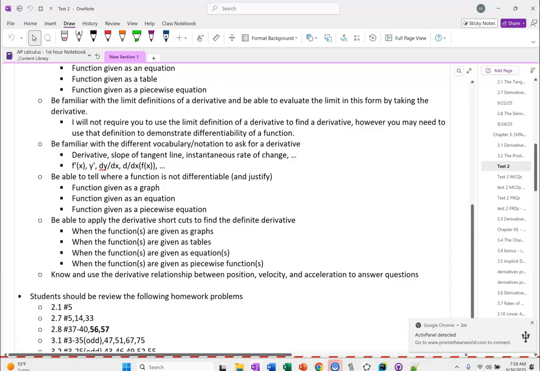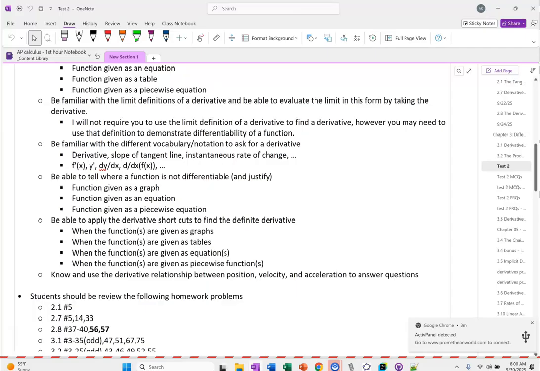However, I am able to evaluate this kind of a limit just by taking a derivative. So I'm not going to ask you to use the definition of a derivative to find the derivative of anything. You don't have to do it that way. What you want to be able to do is recognize, oh, this limit is in the form of a definition of a derivative. All I need to do is take the derivative of this f of x piece, and that's the answer to this limit.